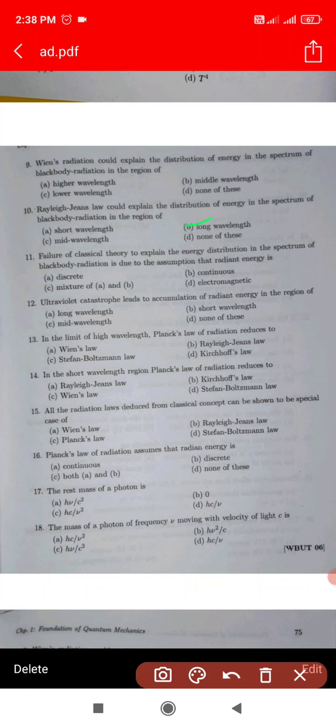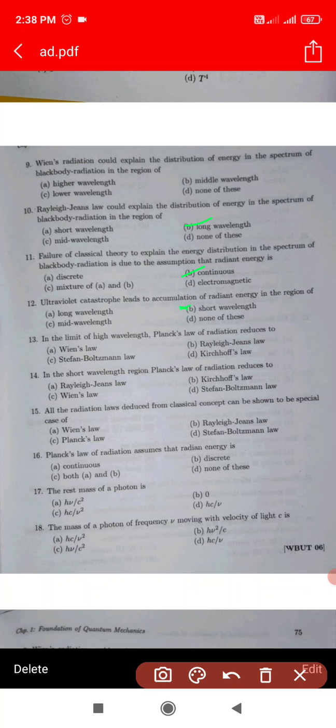B is the answer. Next, 11th question: failure of the classical theory to explain the energy distribution in the spectrum of the black body radiation is due to the assumption that radiation energy is continuous. Next question: ultraviolet catastrophe leads to an accumulation of radiant energy in the region of shorter wavelength. B is the answer.